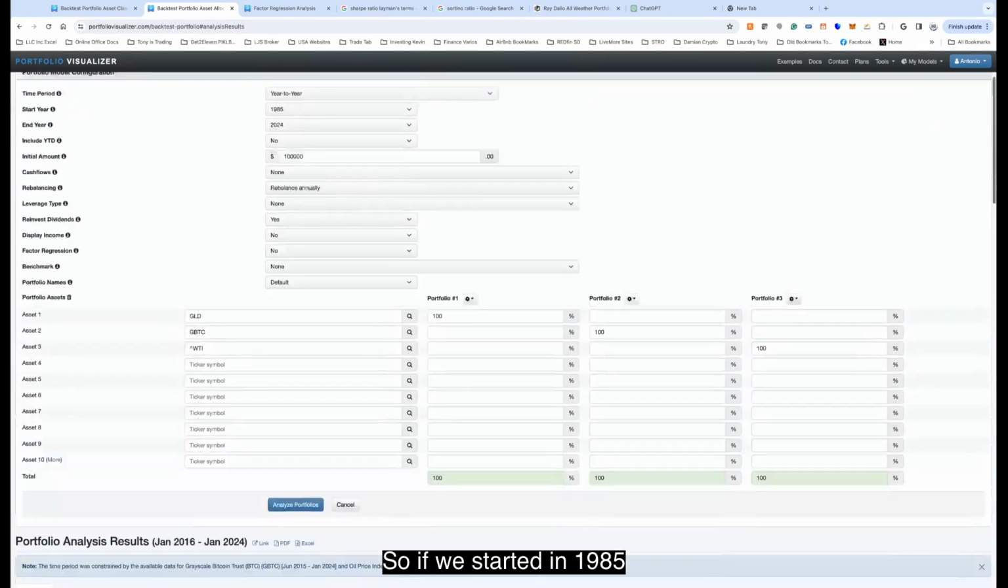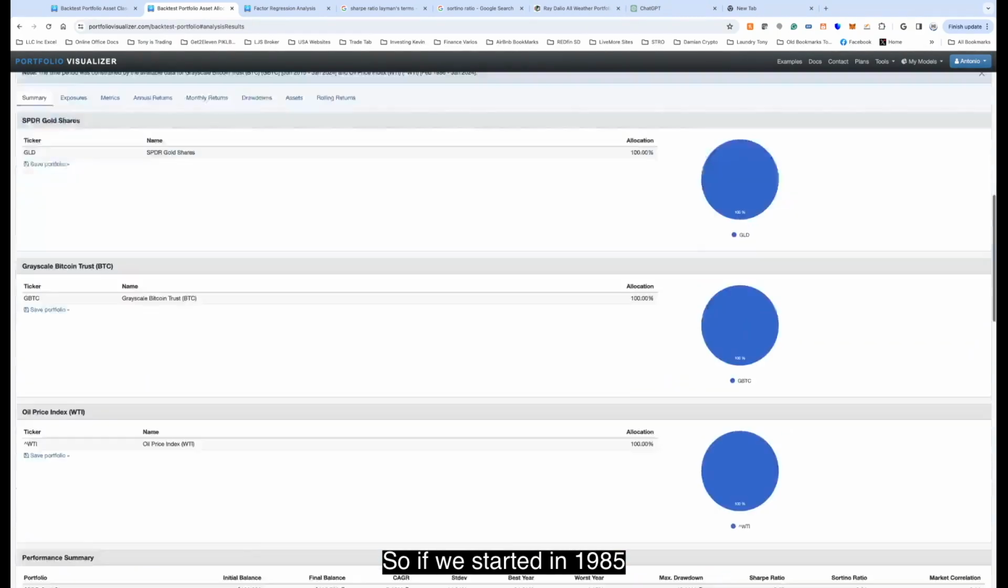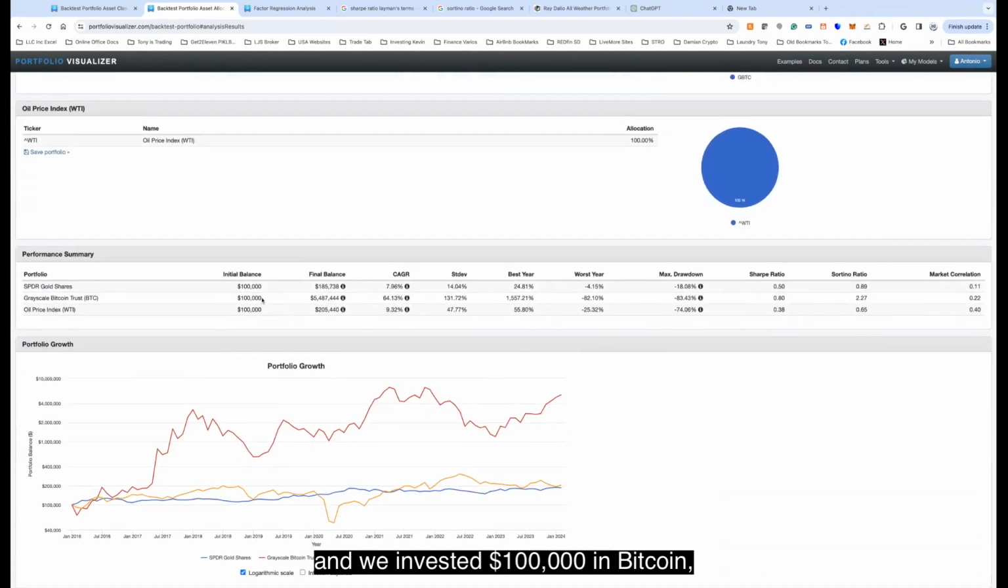So if we started in 1985 and we invested $100,000 in Bitcoin, you see, we would be living la vida loca because we would have $5.5 million. If we had invested $100,000 in gold, we would have $185,000. And if we had invested $100,000 in oil, we would have $200,000. As you can see, gold and oil have very similar returns, around 8 or 9%. But Bitcoin, oh my God, 64%.